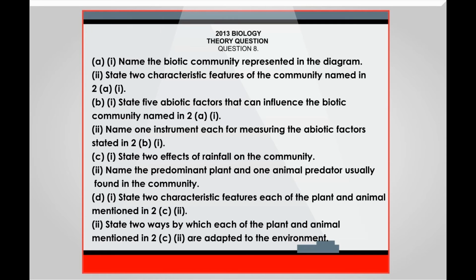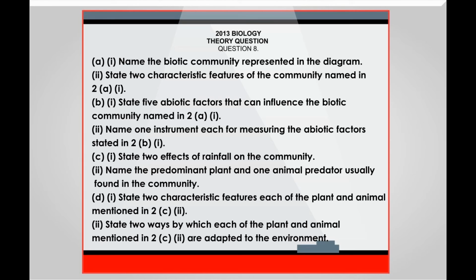BI. State 5 abiotic factors that can influence the biotic community named in 2AI. II. Name one instrument each for measuring the abiotic factors stated in 2BI. III. State 2 effects of rainfall on the community.